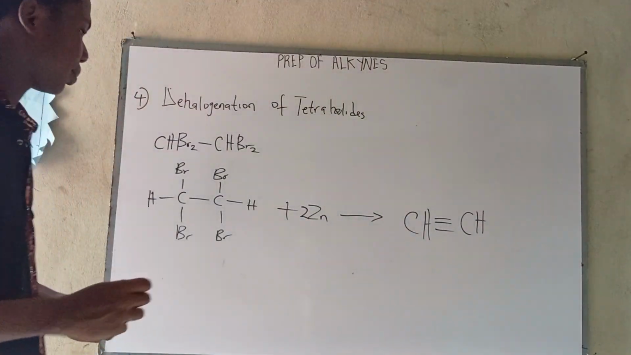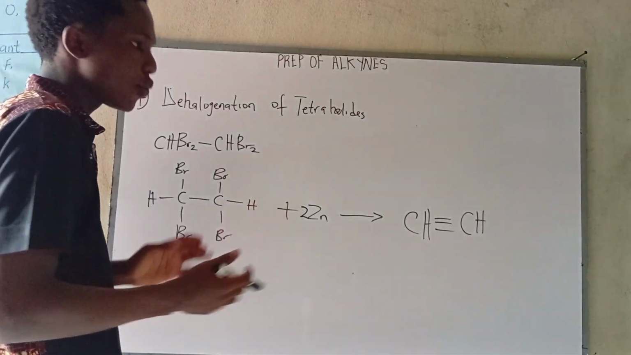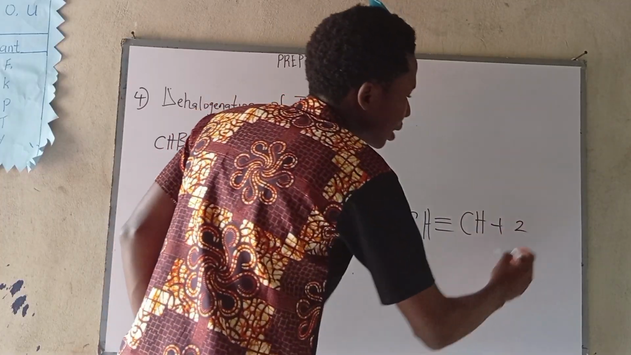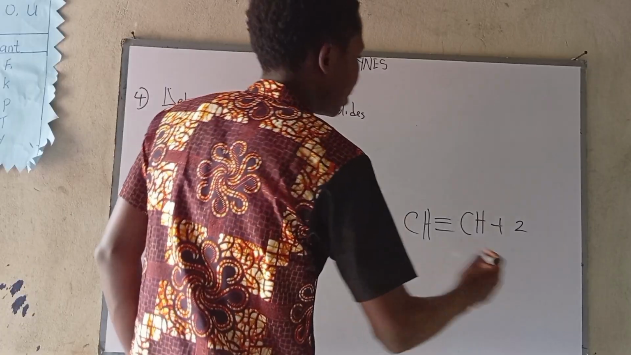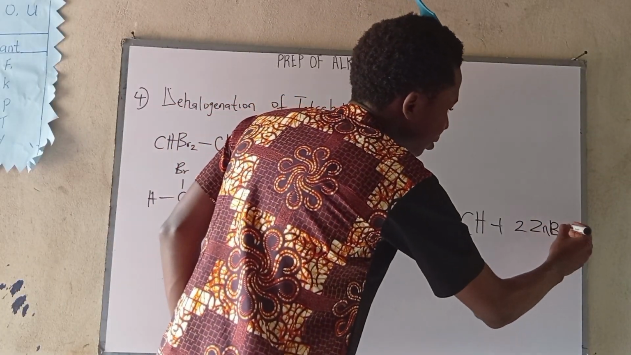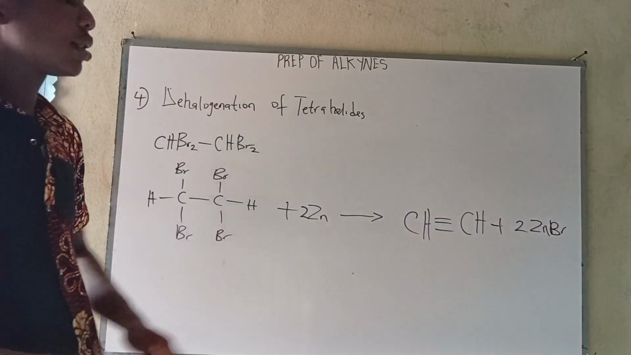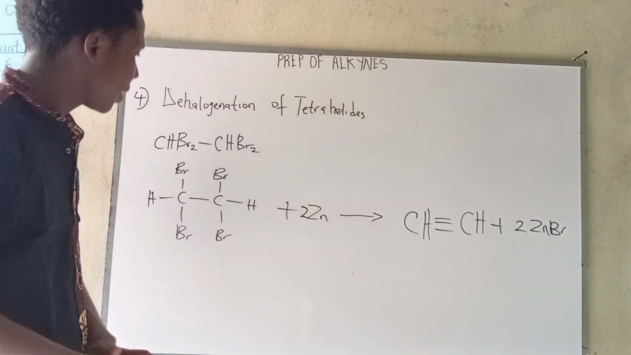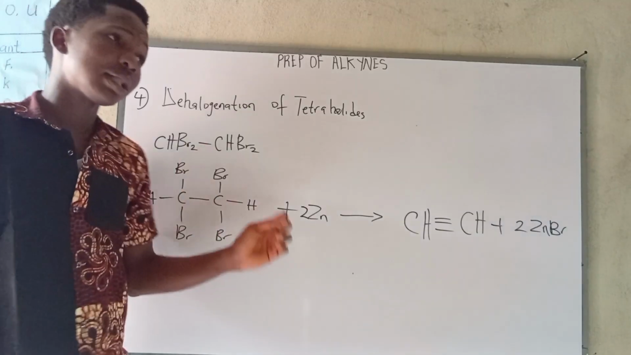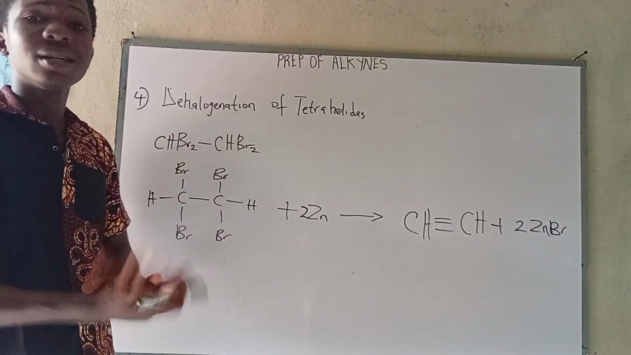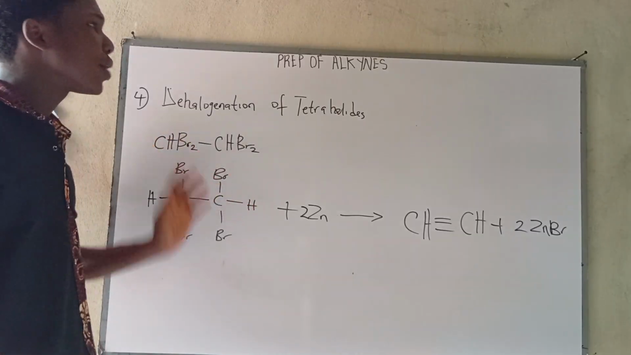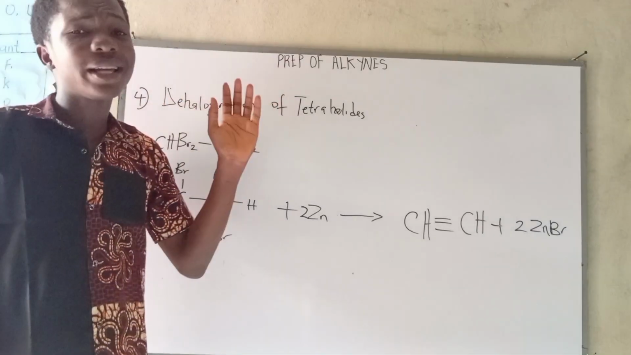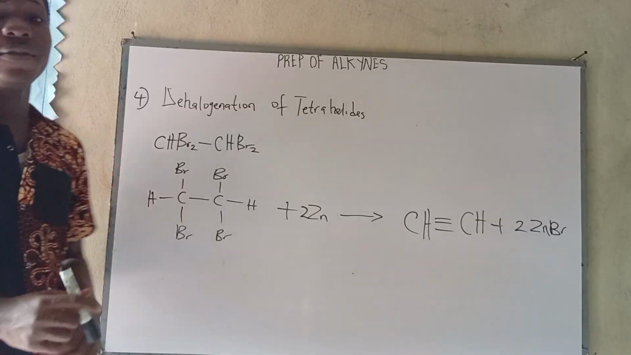Okay? Are we good? Actually, the reaction doesn't end there. We're actually going to get a byproduct. Zinc what? Bromide. This is actually what we are going to get. 2 molecules of zinc bromide after getting our alkyne that we actually need. Okay? So this method is very important because it's the most used method to actually prepare alkynes. Please note it. The dehalogenation of our tetrahalide. So now let's move forward to the final D for today.